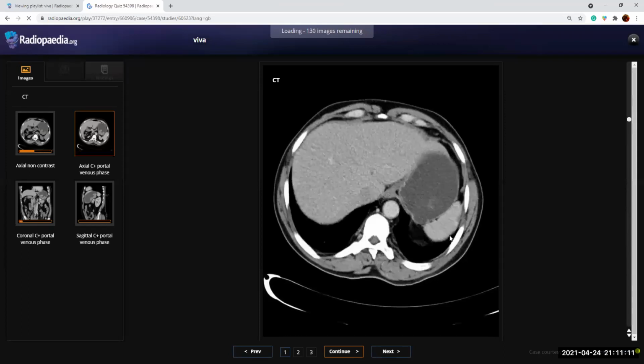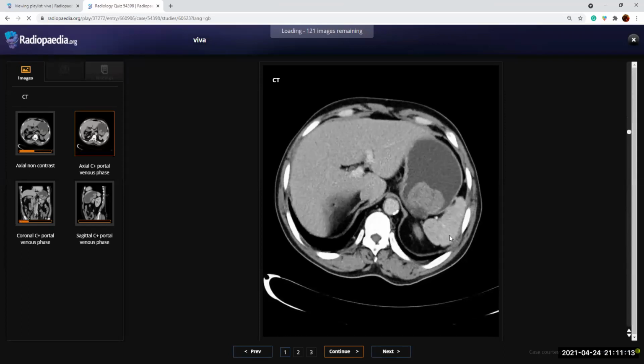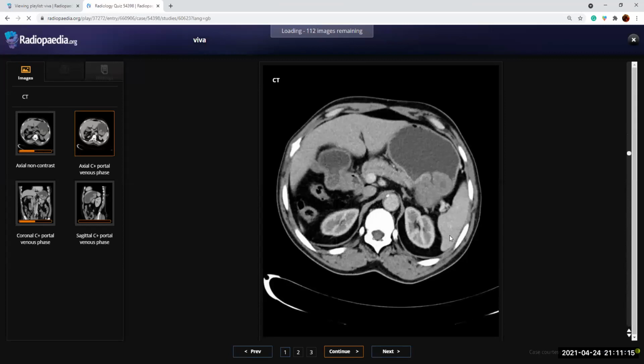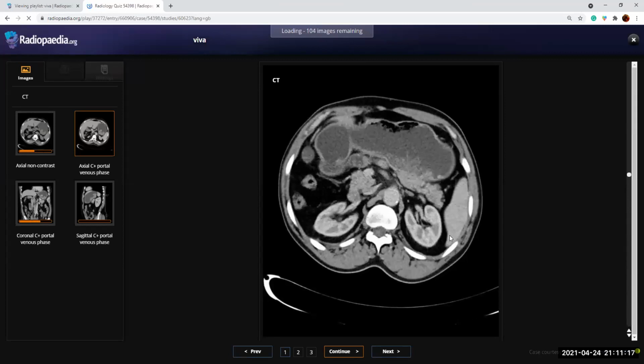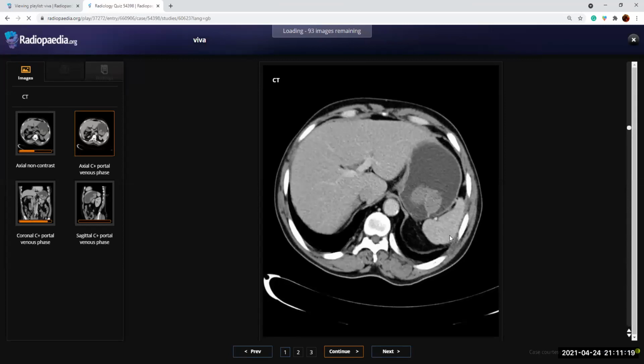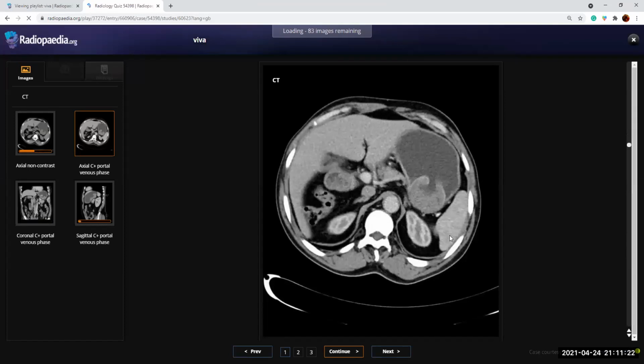So these are the axial images of the CT abdomen in portovenous phase. What I can see, there is an enhancing mass lesion seen in the stomach, in the proximal stomach.